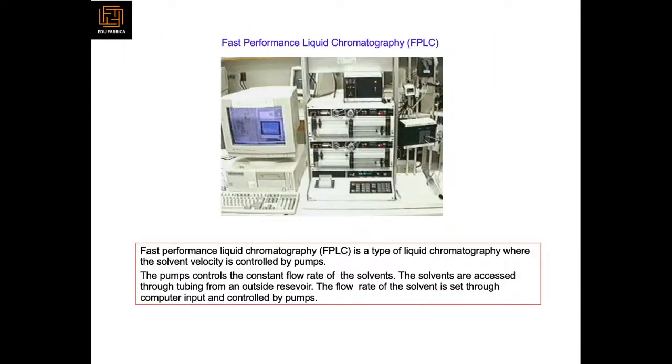Okay. Now comes fast performance liquid chromatography, which is a higher version of HPLC, where solvent velocity is controlled by the pumps, and it controls the flow rate of solvents. The solvents are drawn through the tubing from an outside reservoir, and the flow rate of the solvent is set through the computer input and controlled by the pumps.